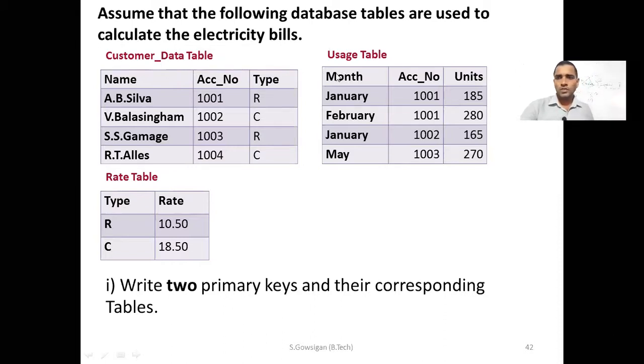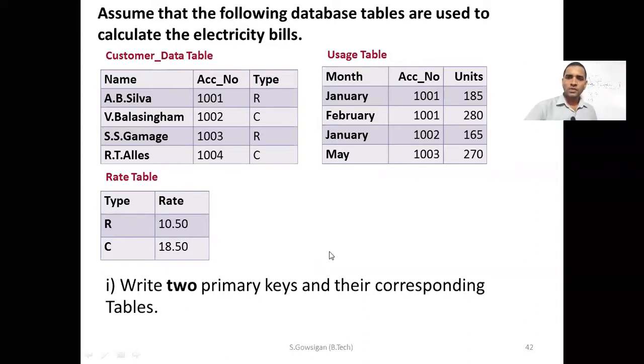You have another table for storing usage details, because every user uses units for months, right? Not only 1 month, but for the whole year. So those usage details are saved in the usage table. And also the rates, the charges for the units, are in another table. Okay, look at the first question.